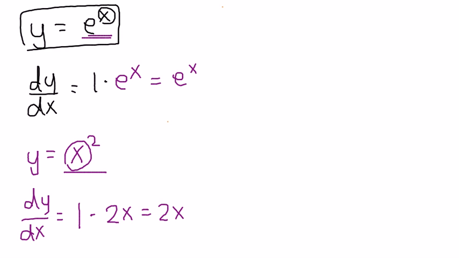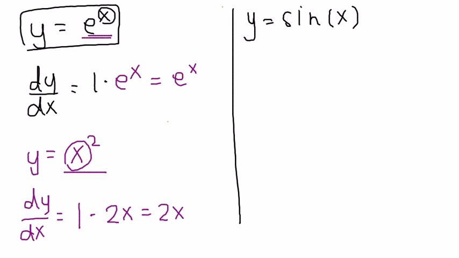Okay, one last one. If I have y equals sine x, what's my inside function? My inside function is x, but the derivative of x is just 1. And what's the derivative of sine? Cosine. And we evaluate at the original inner. Therefore, what is this? This is just cosine x.